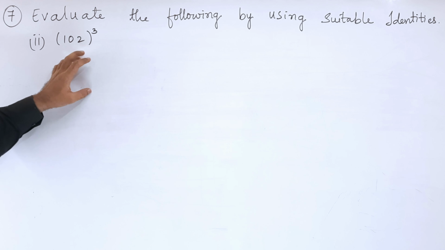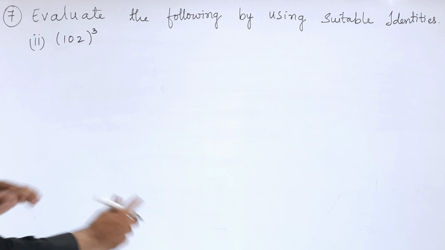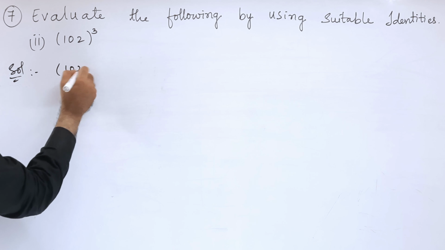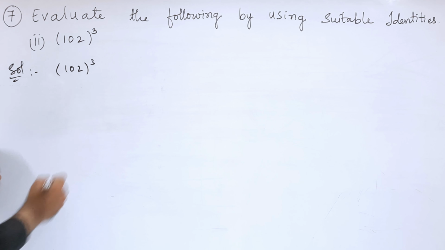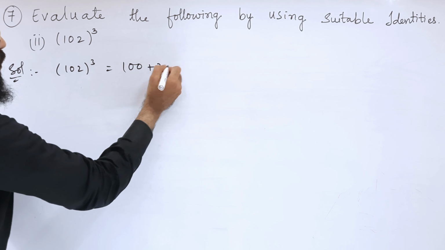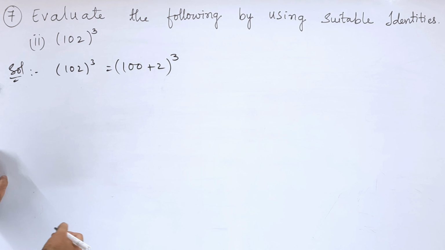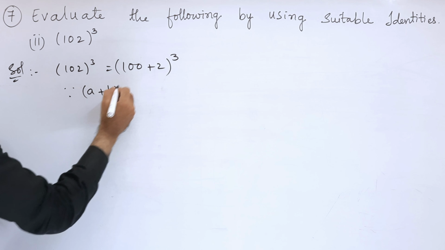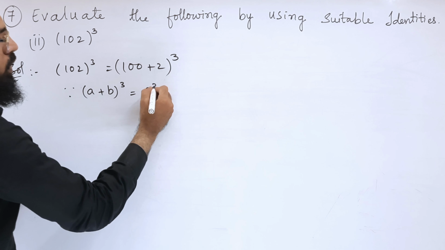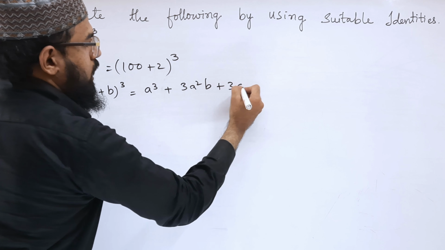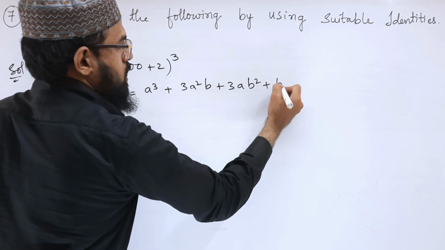Second one, 102 whole cube. So let us write that in the solution. This 102 can be written as (100 plus 2) whole cube. So it is in the formula (a plus b) whole cube. Let us write (a plus b) whole cube is equal to a cube plus 3a square b plus 3ab square plus b cube.